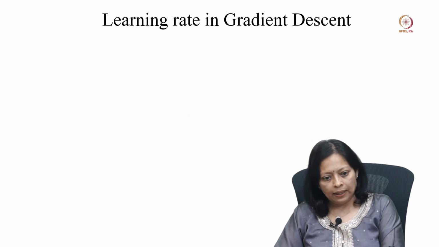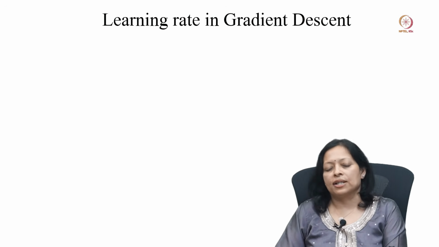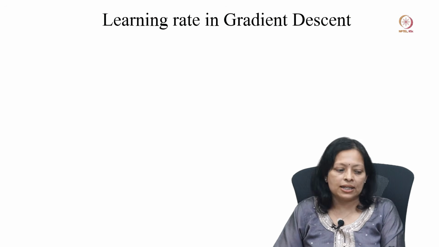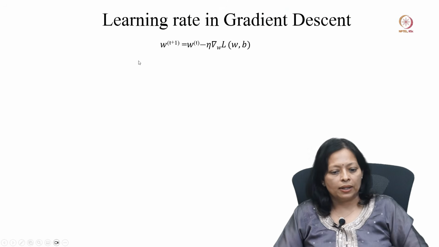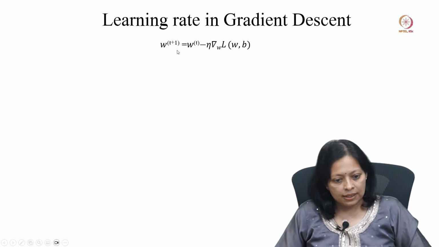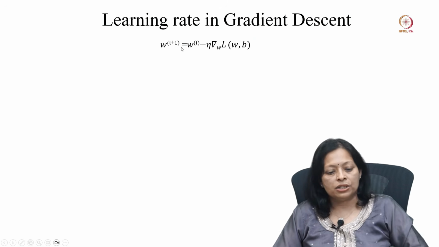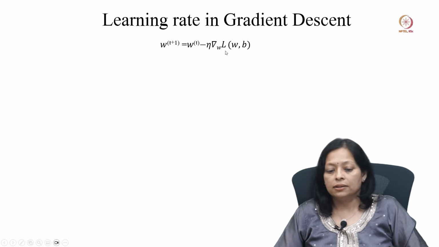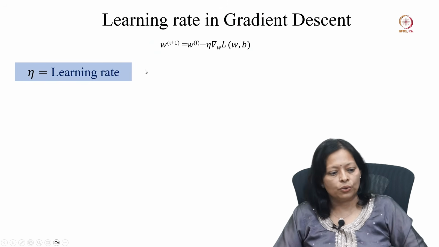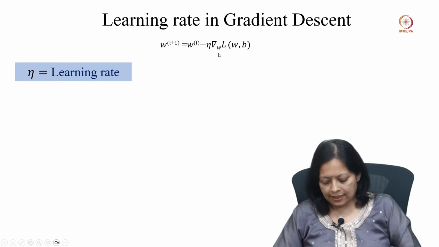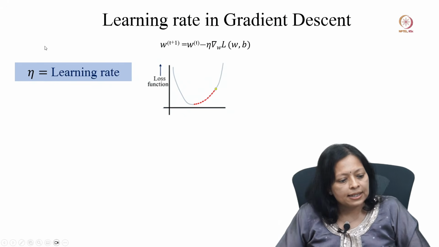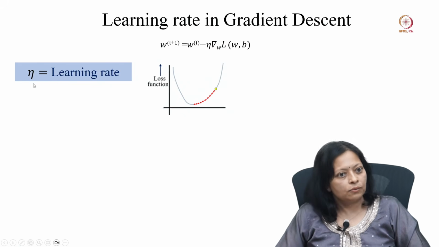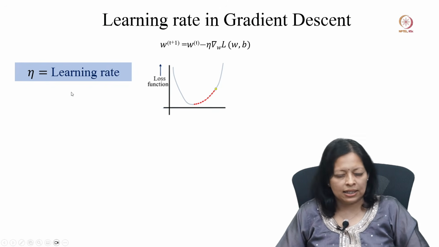Now, we will come to something called the learning rate in gradient descent. What is this learning rate? We have seen this is the way the weights are updated: W at time t plus 1 is equal to W at time t minus eta times the gradient of the loss function with respect to the weights. Now, this eta is called the learning rate. This eta can take any value: 1, 2, 3, 0.1, 0.2, 0.3, any value. The only thing is that it cannot take a negative value.